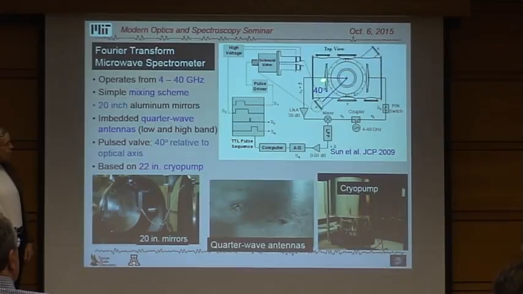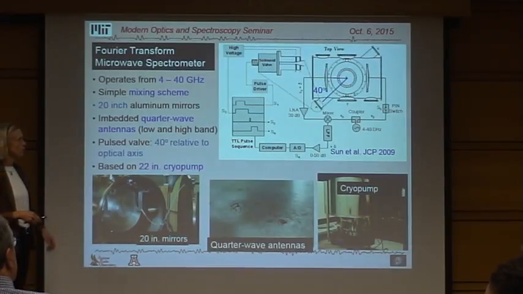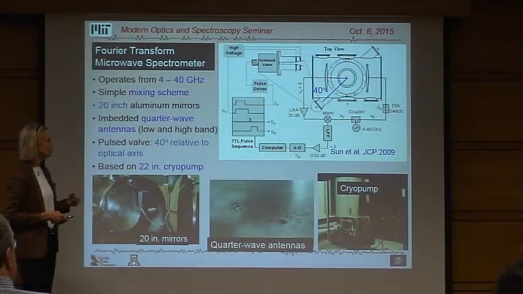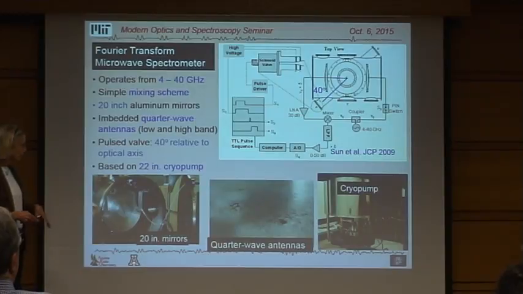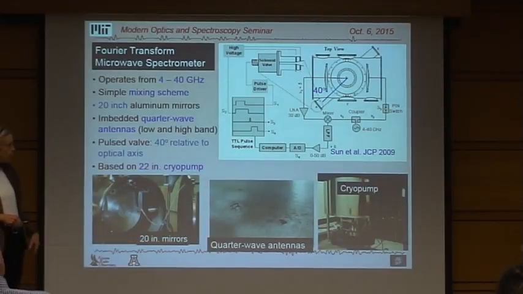A lot of people will embed their nozzle in the mirrors. We didn't even want to do that because we wanted to go to higher frequency. We didn't want to launch any weird modes. So we did this 40-degree arrangement, and it seems to work fine, and we don't seem to lose too much sensitivity. I don't think we lose much sensitivity as opposed to shooting the beam through the mirrors.